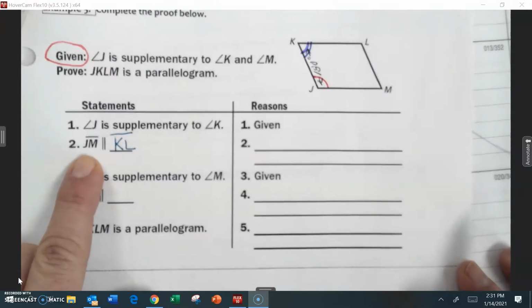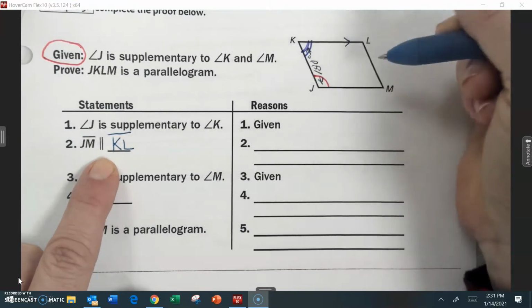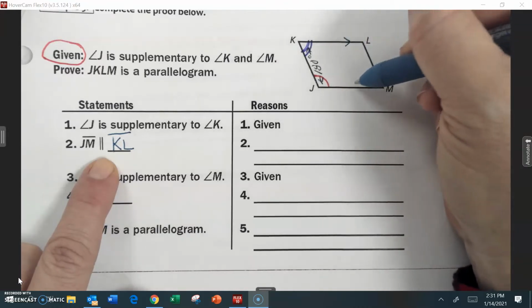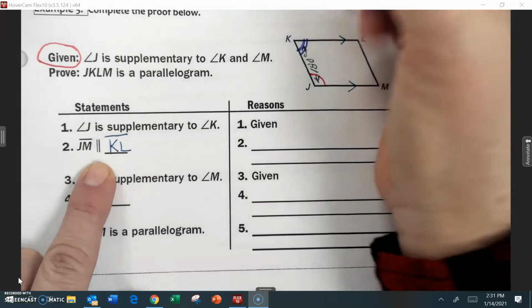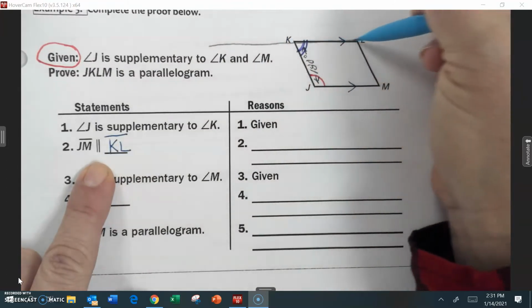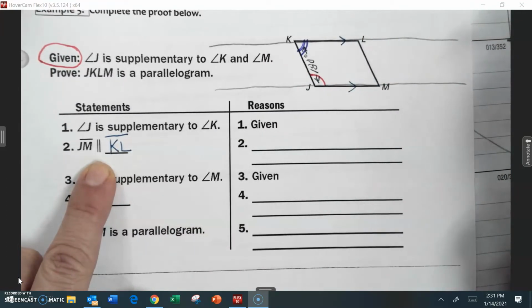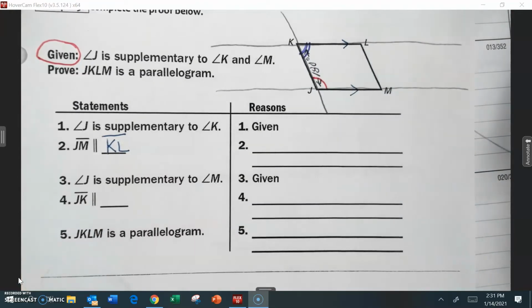Now, this is the part that I really need to guide you with. Why is it that we can suddenly say, just from this information of consecutive supplementary angles, that these are parallel? So I'm going to take my pencil and we're going to go back a couple chapters, all the way to chapter 2. We did a lot of this when two lines are cut by a transversal. We had angle pairs that were formed, such as corresponding, alternate interior, alternate exterior, consecutive interior. So we had those angle pairs.